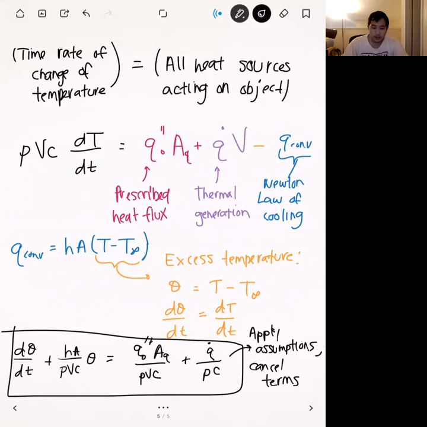Let's do an example here just to illustrate this. This is an example that's in the lecture notes, but we didn't get to it because we ran out of time. So let's do that. It's an example that incorporates the thermal generation term, which we actually haven't used yet.